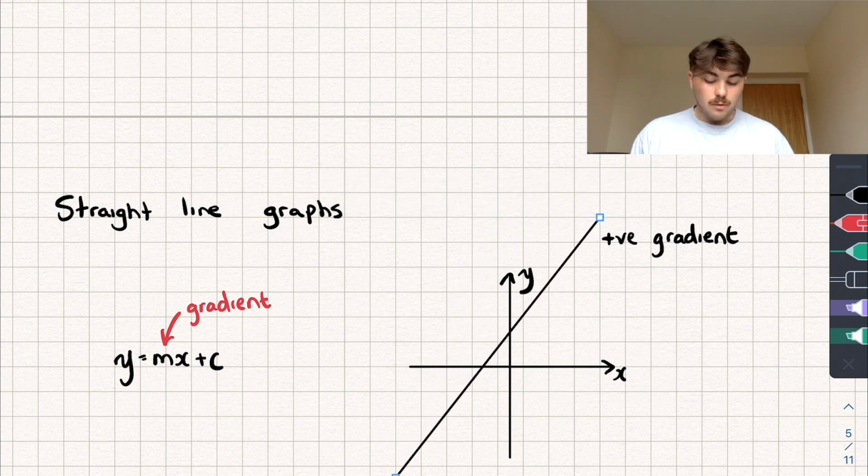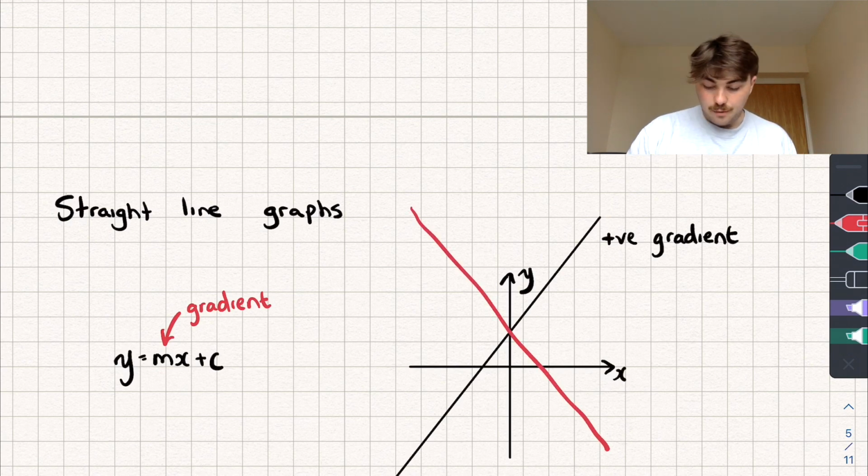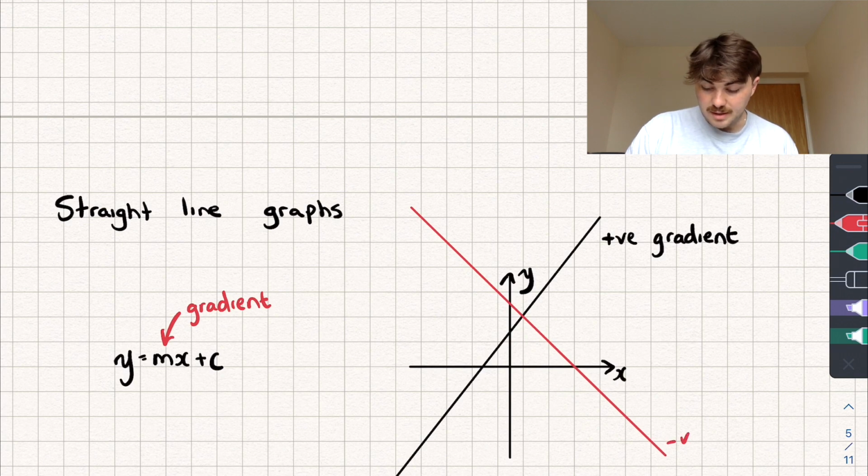Okay, now say our value of m was negative, we had a negative gradient. Well, what that means graphically is that our straight line graph is going to be going downhill, so it's going to be looking something like this, and this would represent a negative gradient.